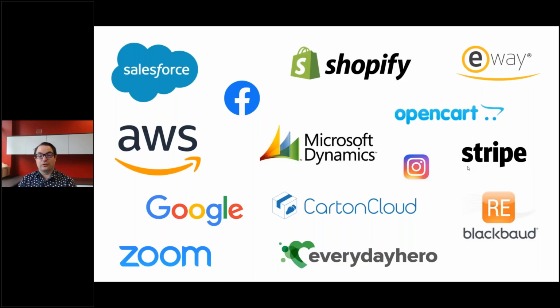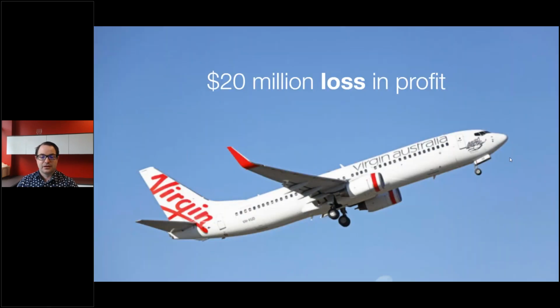These are some of the common platforms that we encounter, and all of these have had incidences of them going down. You might have heard Virgin Australia had a loss of profit when they were not able to book through their website. Their booking engine was supplied by a division of Accenture, and that became unavailable, and that had a really big impact on their bottom line.